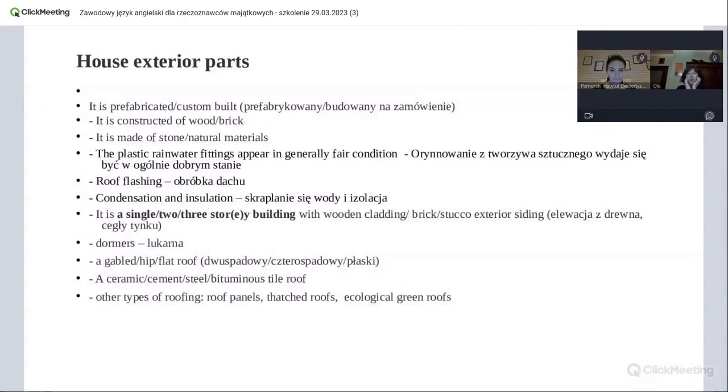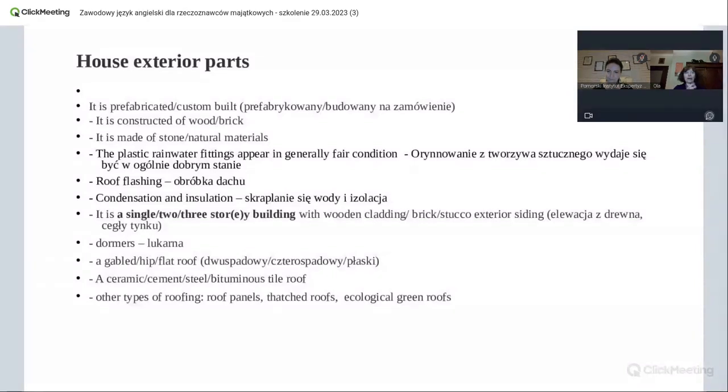rainwater fittings, or obróbka dachu, again, some beautiful Polish expressions, roof flashing. If you have obróbka komina, then komin is chimney, so it's a chimney flashing. So obróbka, for some reason, I think the word obróbka in Polish is also interesting. It is flashing. And you can also talk about condensation and insulation. Be very careful when you use the word izolacja, because in English you've got two words, isolation, as you remember, and insulation. Isolation means that someone is isolated, so is alone, separated, and insulation is our Polish thermal insulation, okay?